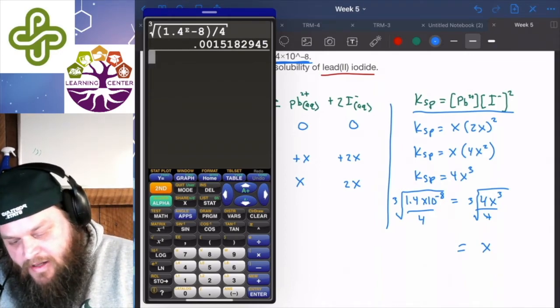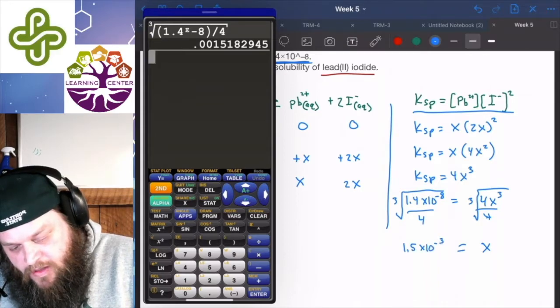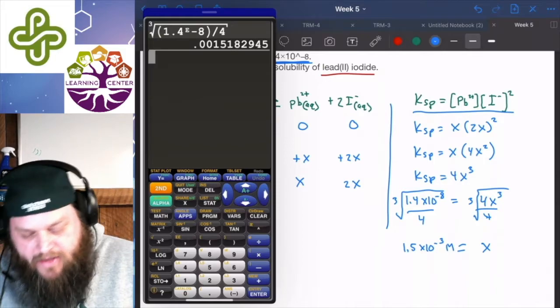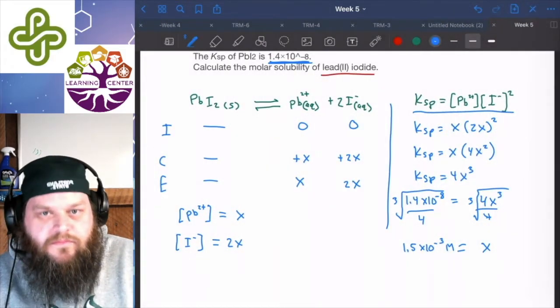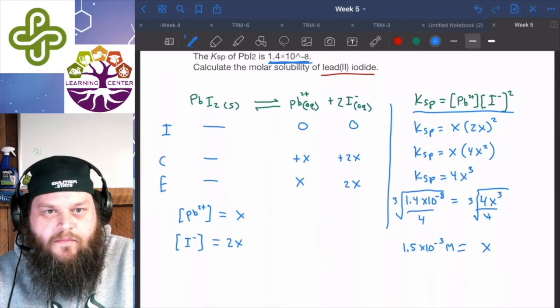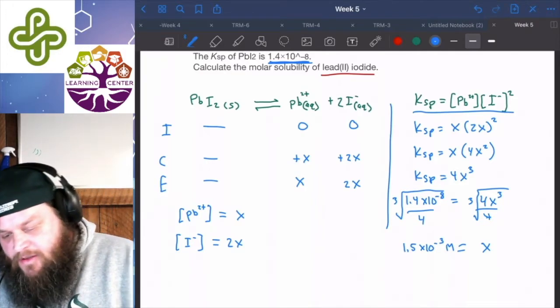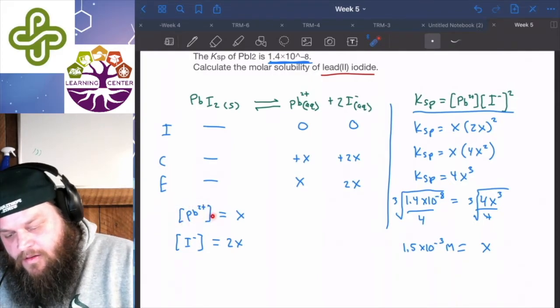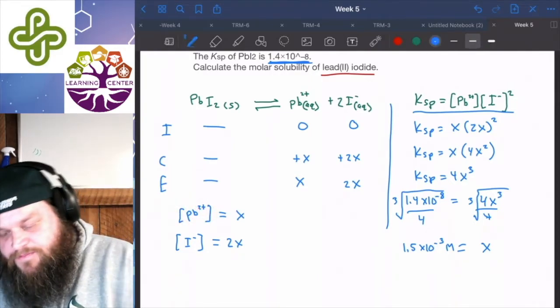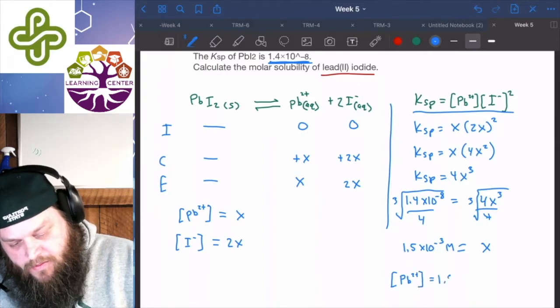If I were to write that in scientific notation, that would be 1.5 times 10 to the -3, which is our molarity of X. Well, what does X equal? X is equal to, we had it over here, the concentration of lead 2 plus. So that means the concentration of Pb 2 plus is going to be equal to 1.5 times 10 to the negative 3 molar.